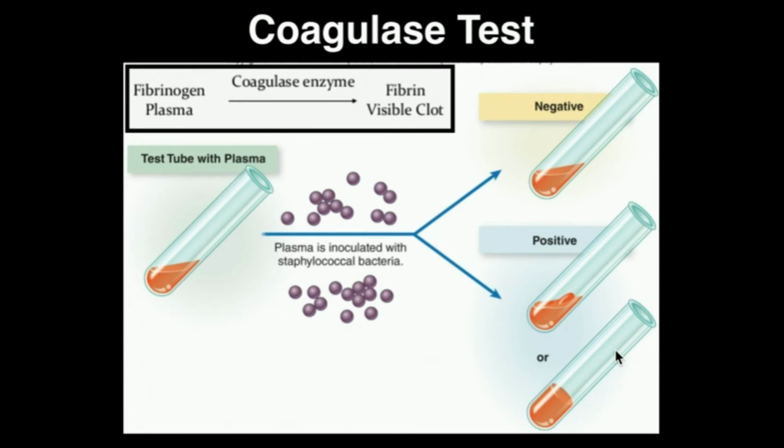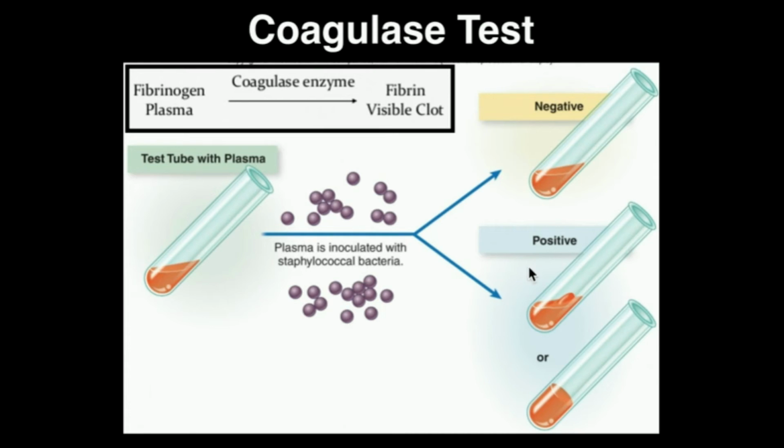So what we do is we take plasma, not whole blood. Whole blood has red blood cells in it, and because we're only using the plasma, our actual results will not be red. They'll be more of a tan color, theoretically. And we're going to inoculate the plasma with some kind of bacteria. One example of a bacteria that expresses coagulase is some members of Staphylococcus aureus. And we may see blood clots.